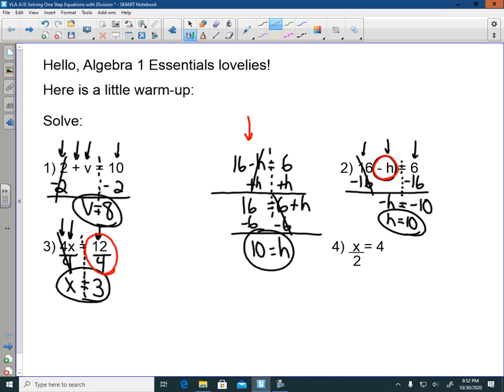But that brings us to the idea of number 4. Notice how we're starting out now with a stacked equation, stacked terms. X divided by 2, and that equals 4. Well, solving that is what we're going to learn today. And so if you didn't get number 4, that's fine. We're going to learn how to do it today.